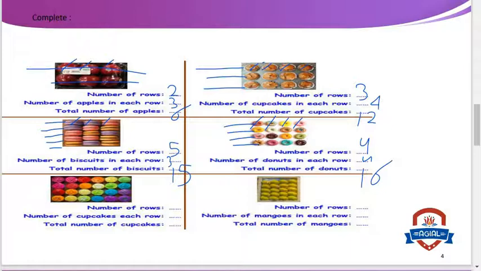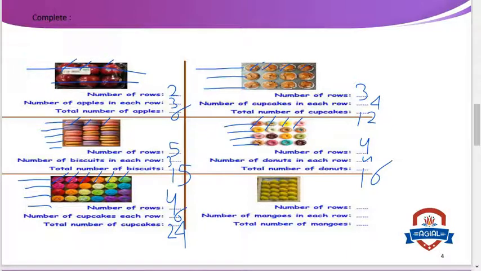Okay, in here, how many rows? 1, 2, 3, 4 from the left to the right. So we will write 4. Number of cupcakes in each row. How many cupcakes do we have in the first row? 1, 2, 3, 4, 5, 6. Super, 6. Total number of cupcakes, we have 6 in each row, and we have 4 rows. So we have 6 plus 6, 12. And 6 plus 6, 12. 12 plus 12, who can say? Yes, well done. Equal 24.